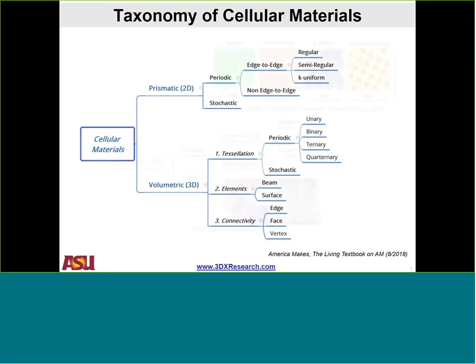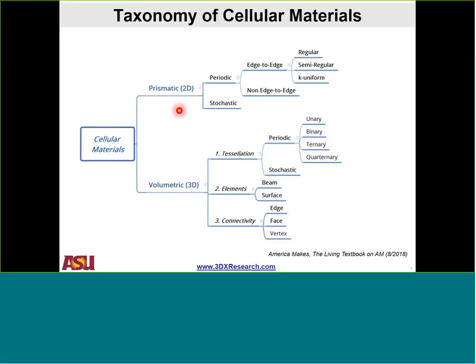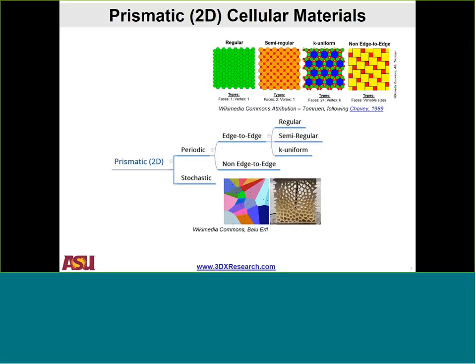We can, broadly speaking, think about cellular materials as being prismatic. So they're two-dimensional, like a honeycomb, and then of course you extrude them in the third dimension. Or we can think of them as volumetric or three-dimensional structures. Prismatic structures can be either periodic or stochastic, and periodic structures themselves can be further divided into all these different types. In the interest of time, I'm just going to leave some information there, and I won't be able to go into every single detail.